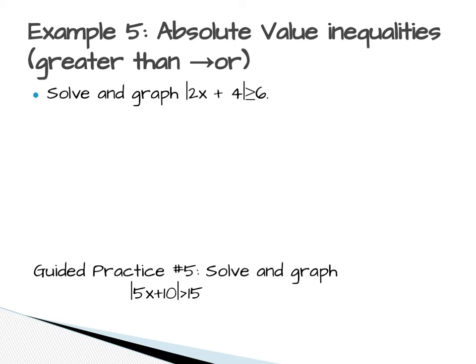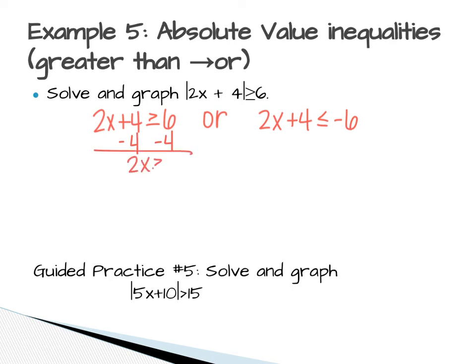Okay, now if I have greater than, that's going to be an or inequality. So we're still going to take what's inside the inequality. We're going to set it greater than or equal to positive 6, or take it and set it less than or equal to negative 6. When you do the negative, you have to turn your inequality around. Now you just solve the two inequalities. Subtract 4, and we get 2x is greater than or equal to 2. Divide both sides by 2, and you get x is greater than or equal to 1. Again, subtract 4, and you get 2x is less than or equal to negative 10. Divide both sides by 2, and you get x is less than or equal to negative 5.